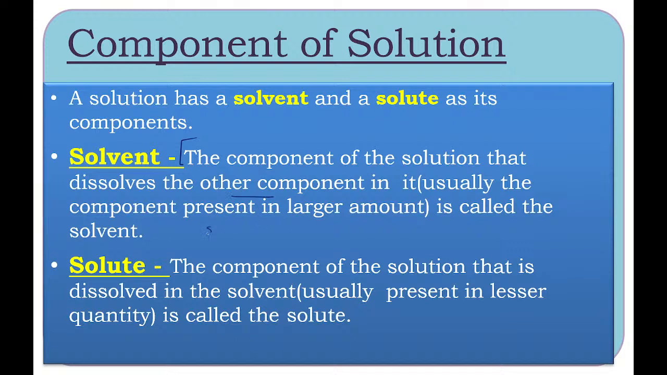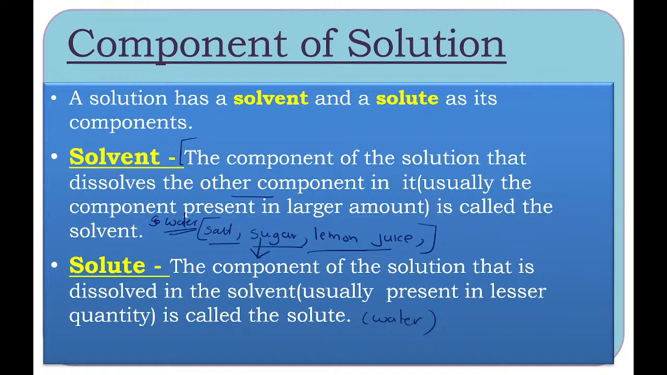For example, salt, sugar, lemon juice. All these components are solutes, whereas water is a solvent. Sorry, the solvent is that component of a solution that dissolves the other component in it. All these examples are examples of solute, not solvent. So here the solvent is water. So water is a solvent. Extremely sorry for that. And all these examples, salt, sugar, lemon juice, are examples of solute. Okay, this part is clear.